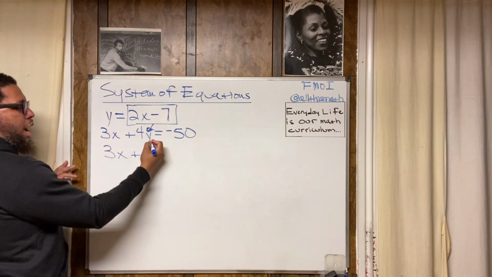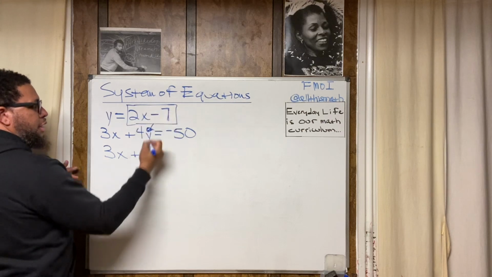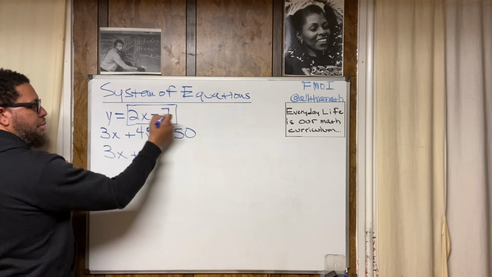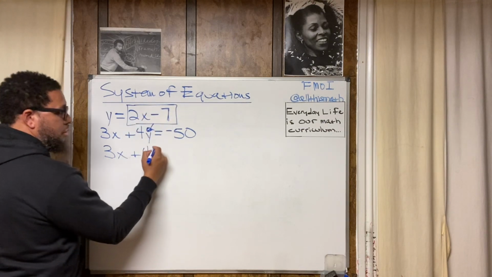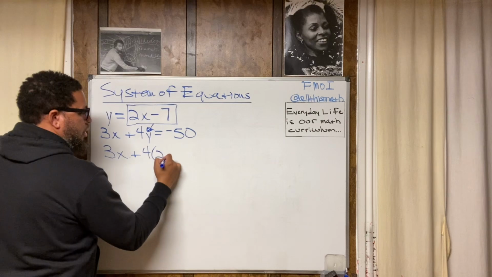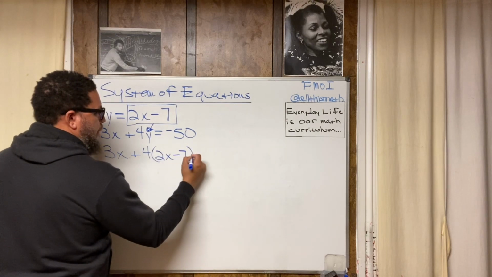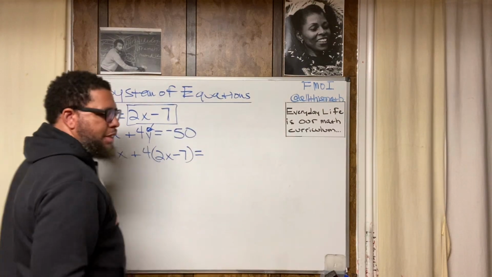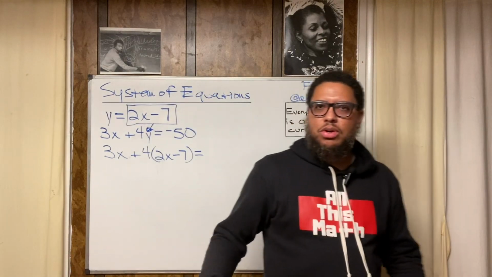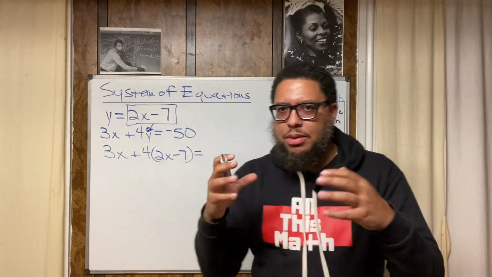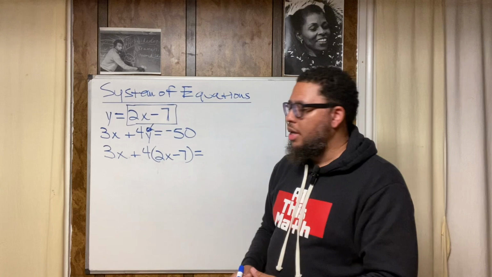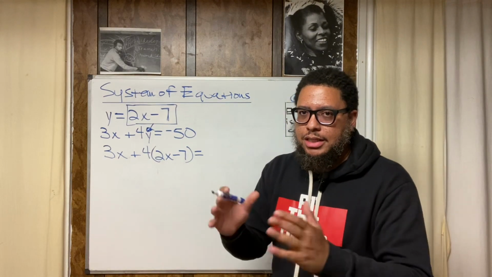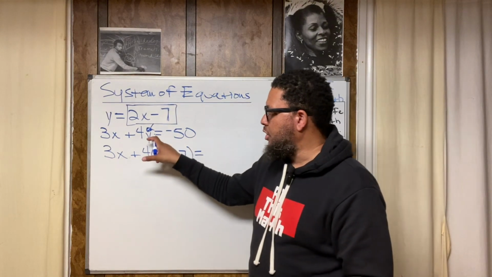Now, instead of times y, I'm writing times this. Instead of times y, I'm doing times 2x minus 7. Everything else stays the same. That's another thing about substitution. A lot of students can't grasp this concept. When you substitute, everything else in the equation stays exactly the same, except for what you're substituting.